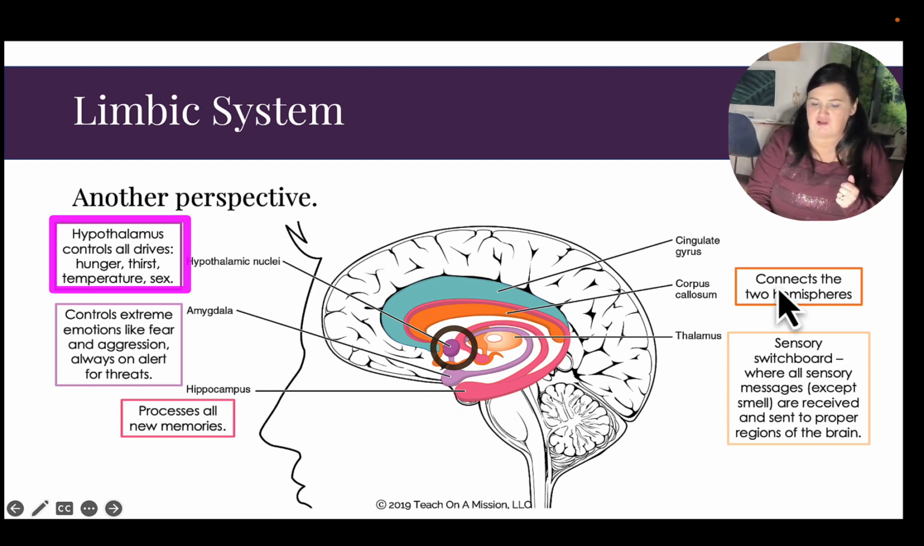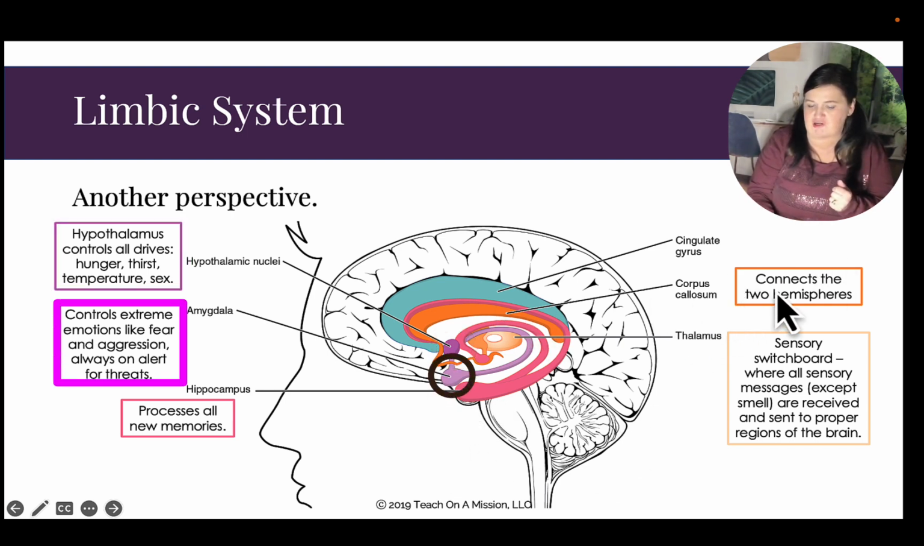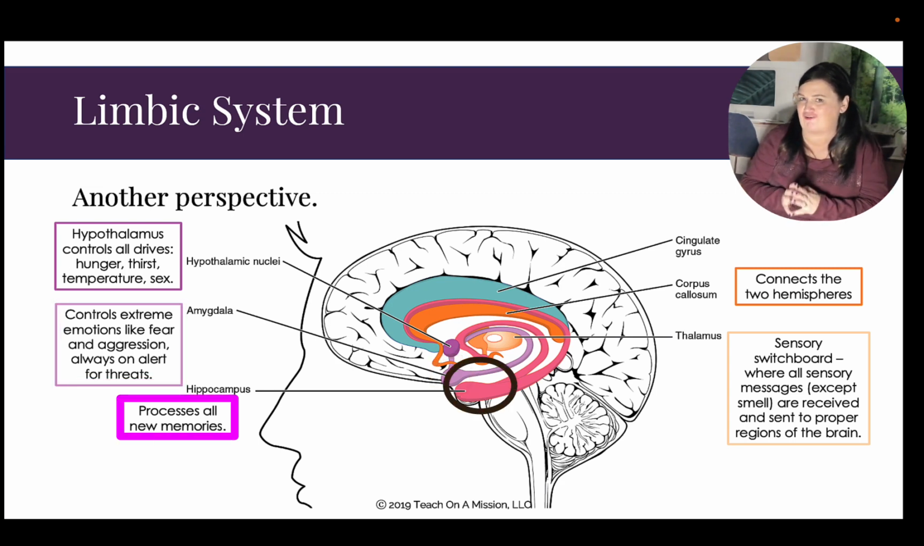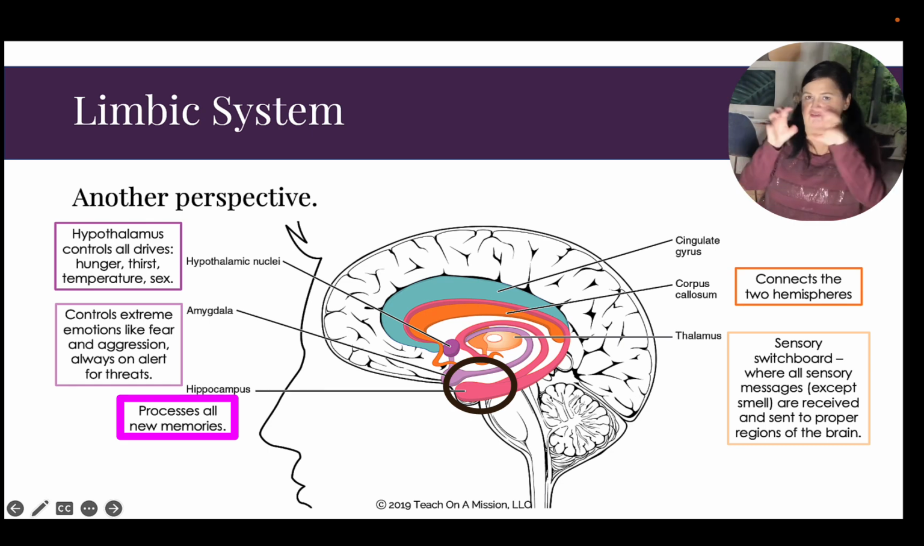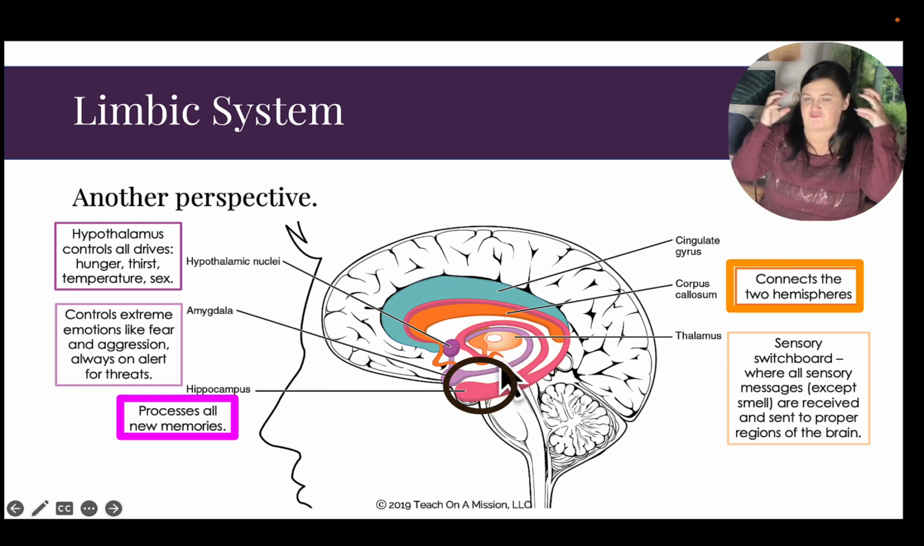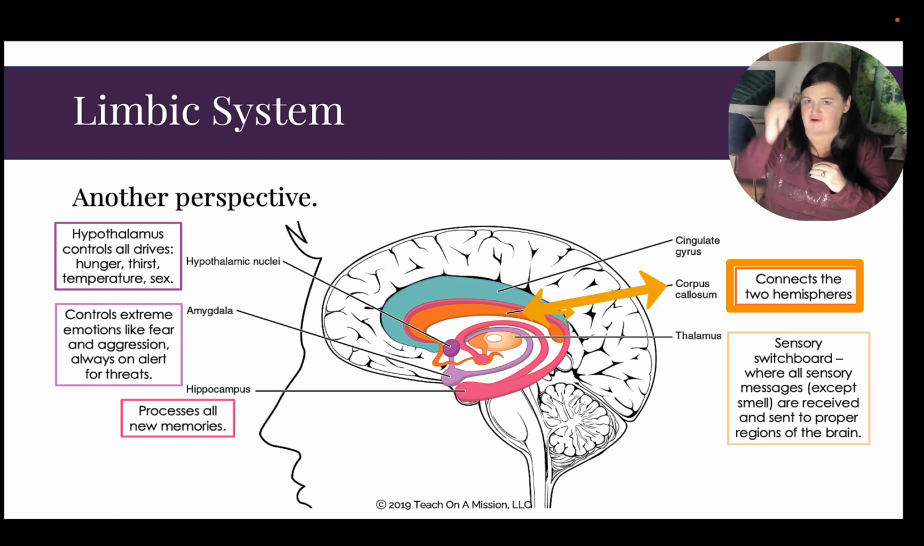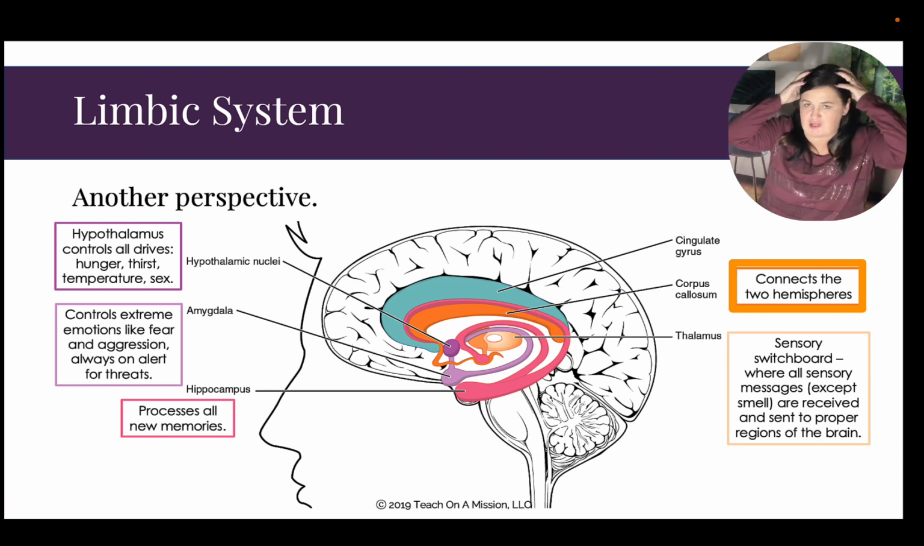The hypothalamus controls all of our drives, our hunger, our thirst, our body temperature, and our sex drives. The amygdala controls our extreme emotions like fear and aggression and being alert and being ready to fight or flight. Our hippocampus processes all of our learning and all of our memories. Okay, the pink band here is the hippocampus. The corpus callosum connects the two sides of the two hemispheres of the brain. It's that tight band that holds together the two hemispheres.